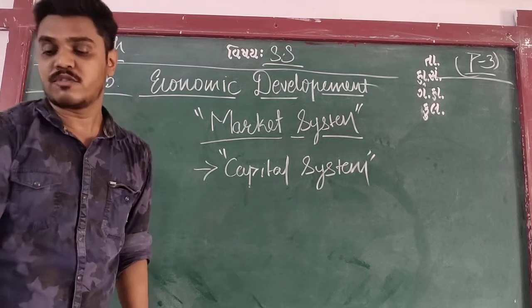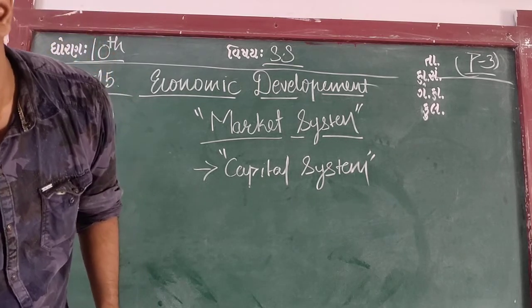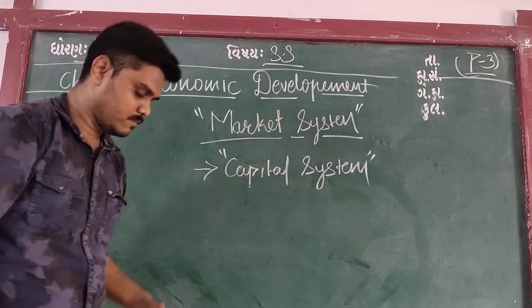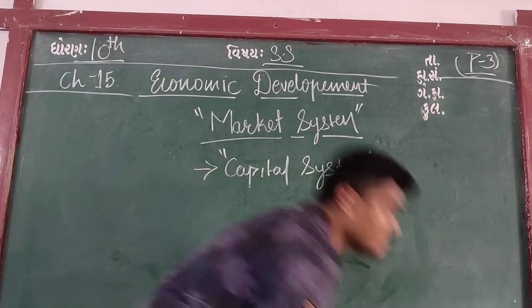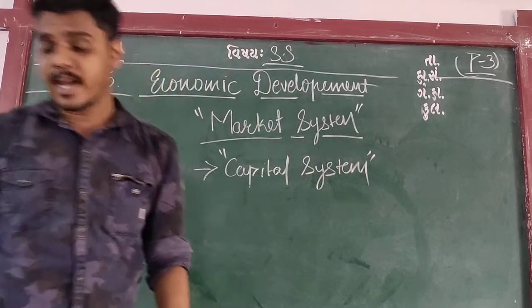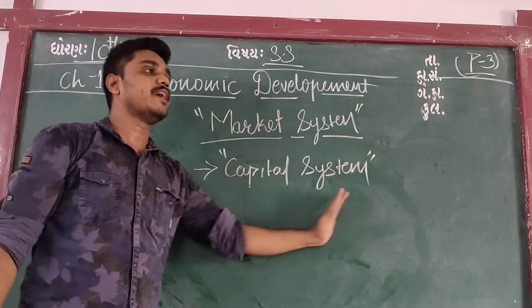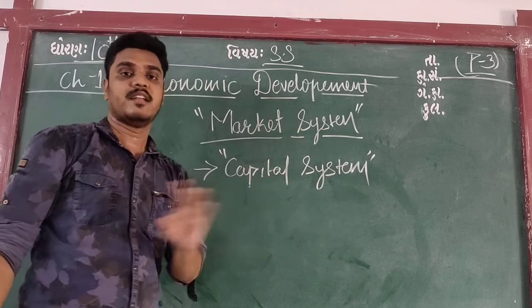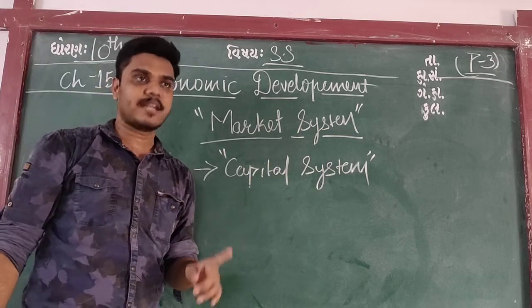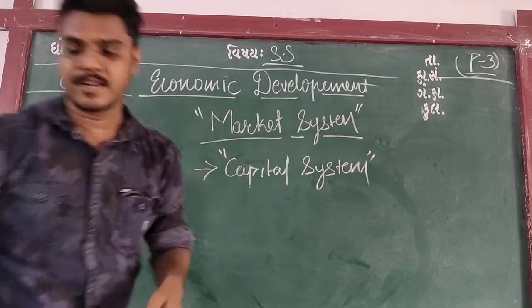Now, in this system there is ownership, and economic decisions are also taken by the owners. Government never interferes in your business. Never. You have to pay the tax, it's mandatory, but it will never interfere.